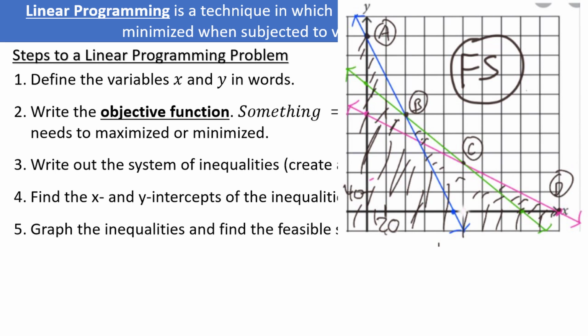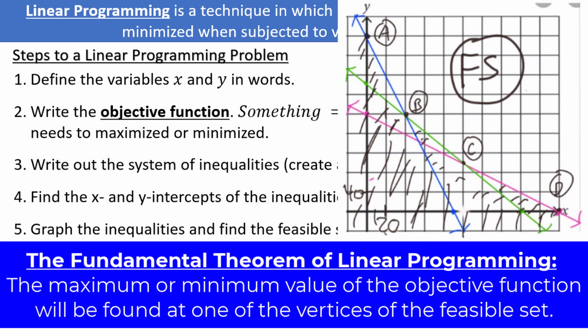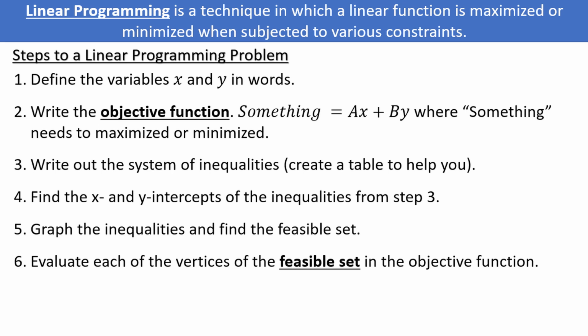It turns out, by what is called the fundamental theorem of linear programming, that the maximum or minimum value of the objective function will always be found at one of the vertices of the feasible set. So one of the intersections of the lines will either be the maximum or the minimum value of the objective function. Step 6 is to evaluate each of the vertices of the feasible set, meaning plug them into the objective function. Usually I make another table for this.